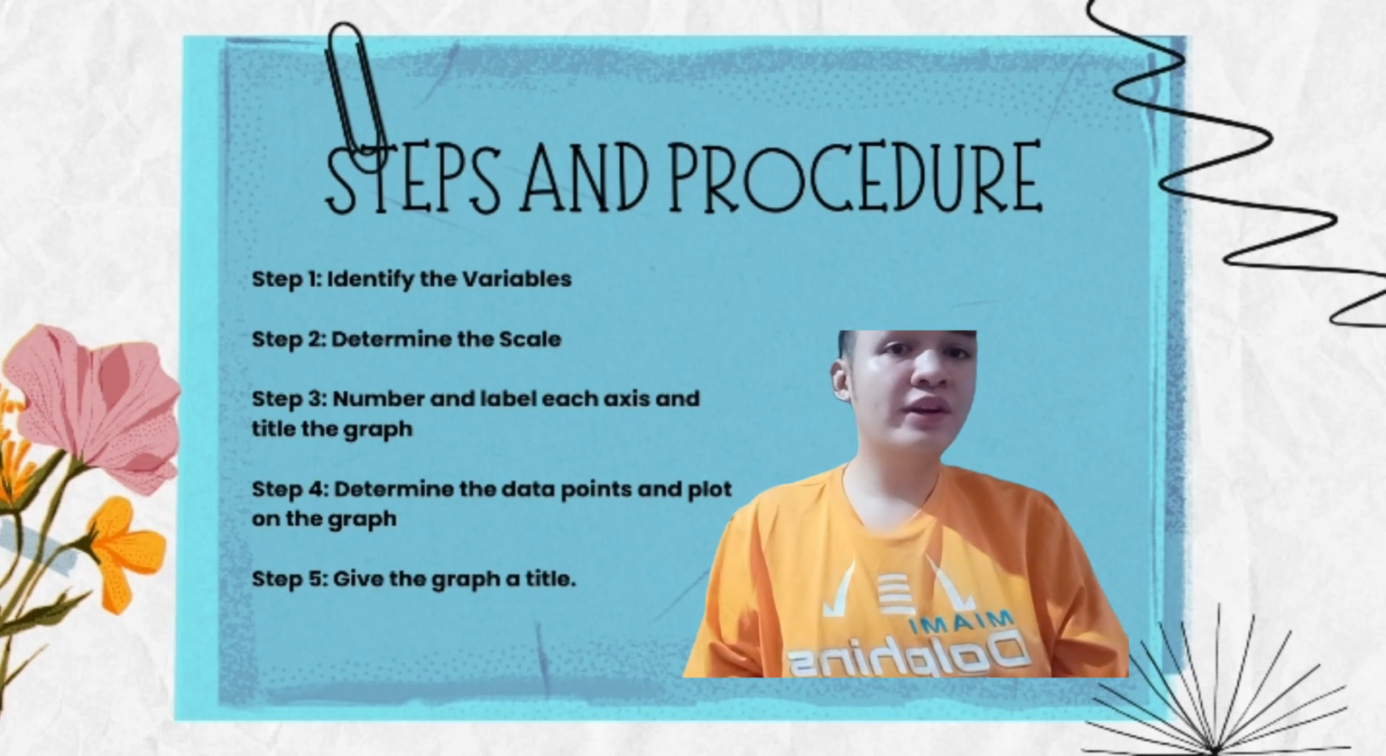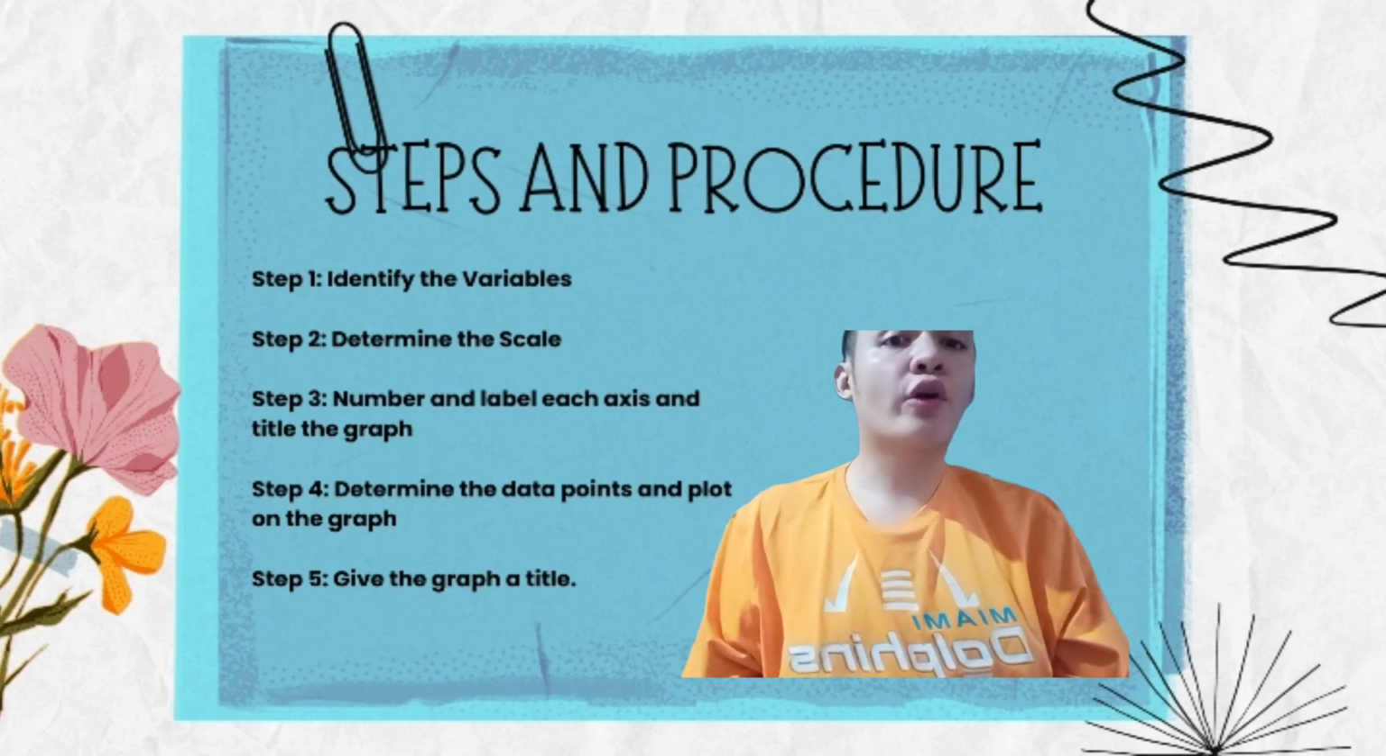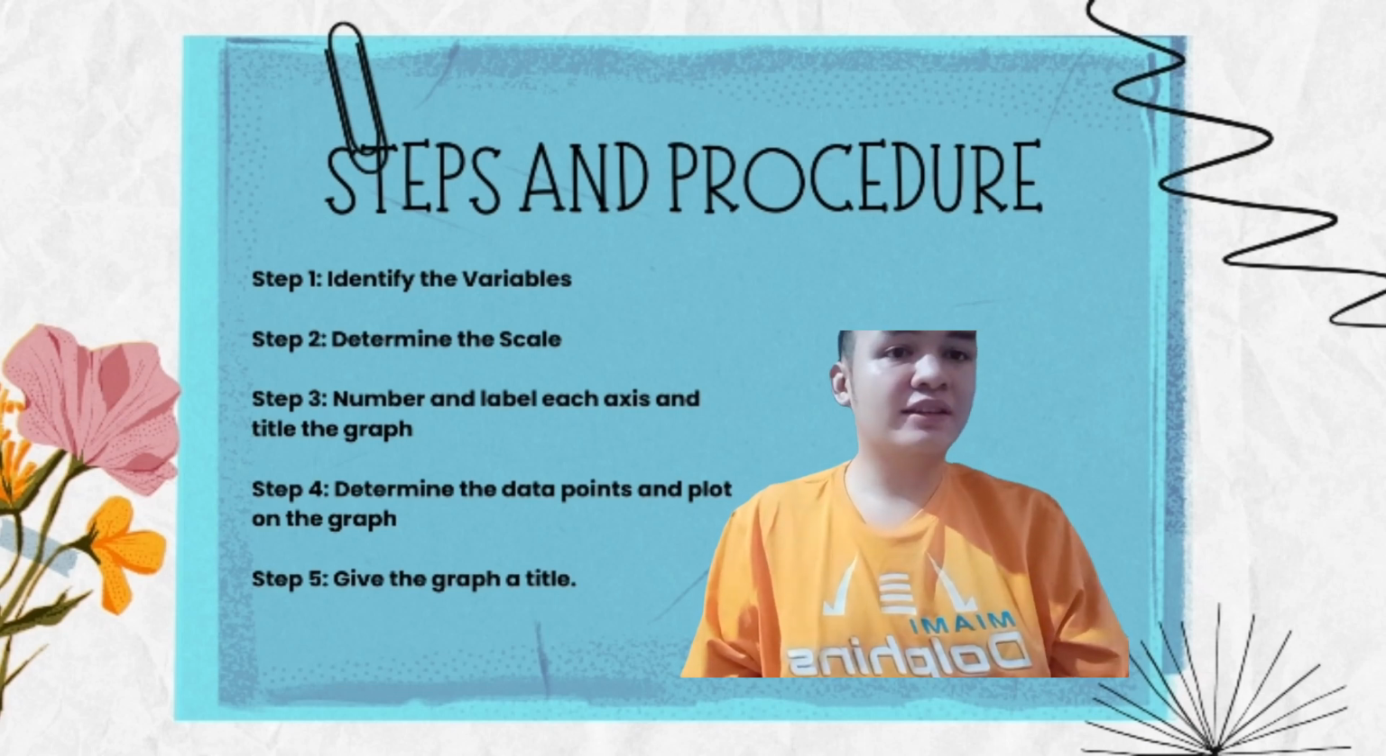Step 2. Determine the scale. Start with the horizontal scale, the next is the vertical scale. Determine the numerical value for each unit that best fits the range of each variable. Step 3. Number and label each axis and title the graph. Mark each unit across the horizontal scale and along the vertical scale. Label the marks by the units present.